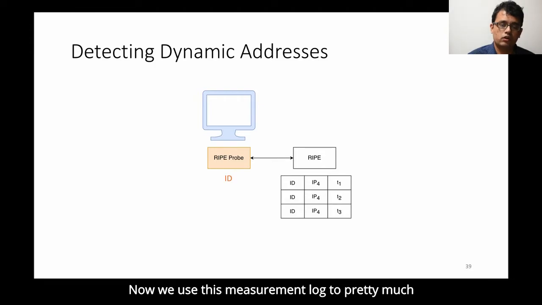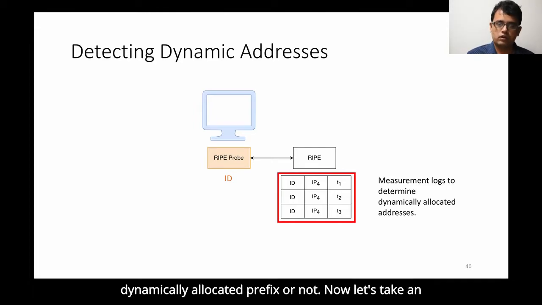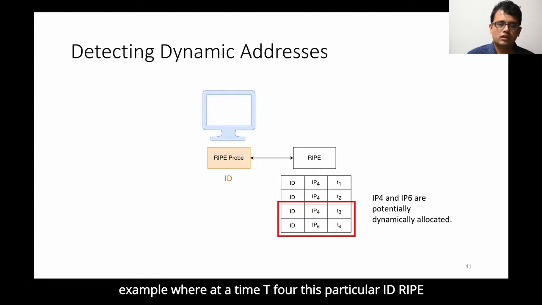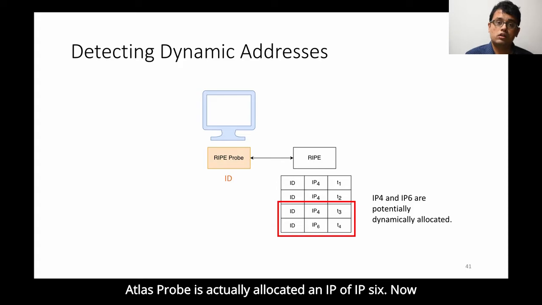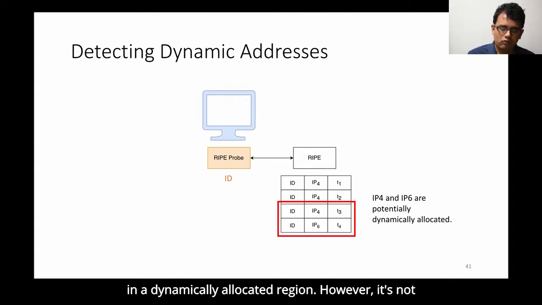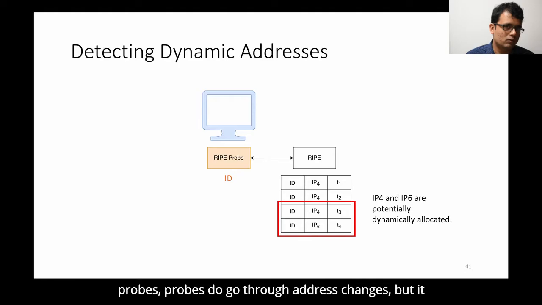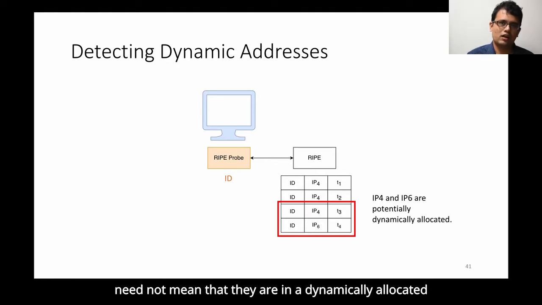Now we use this measurement log to determine whether the RIPE Atlas probe is located in a dynamically allocated prefix or not. Let's take an example where, at time T4, this particular RIPE Atlas probe is allocated an IP of IP6. Now, we can potentially note that this particular probe is in a dynamically allocated region. However, it's not all that simple, because among the 15,000 RIPE Atlas probes, the probes do go through address changes, but it need not mean that they are in a dynamically allocated prefix.